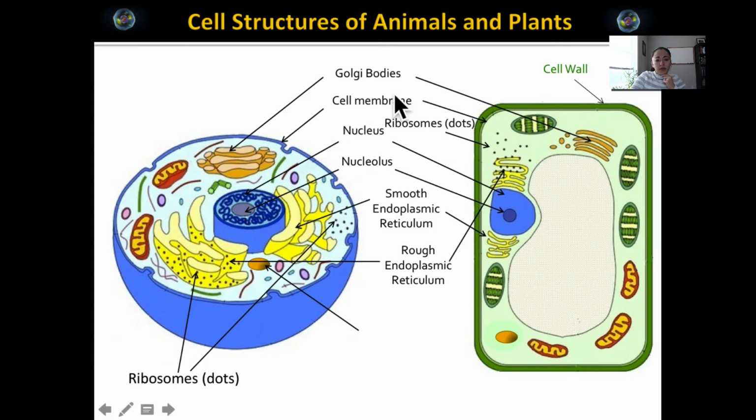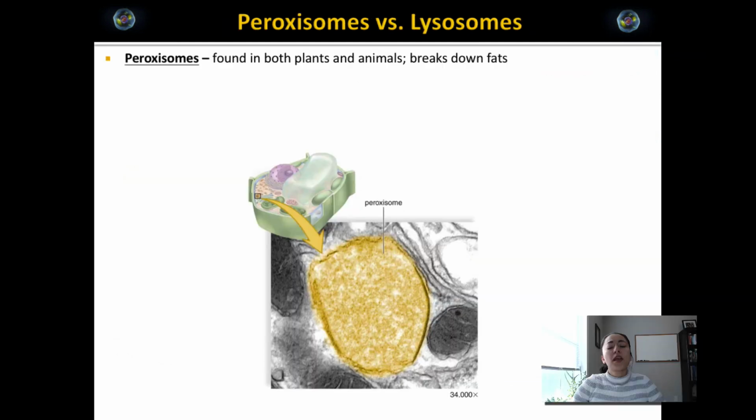So here we can see this vesicle within the animal cell. There's also one in the plant cell. This is called a peroxisome. So now we're moving on to organelles that actually digest things within the cell. So we have peroxisomes here. We also have an additional digestive organelle within animal cells only, and that is called a lysosome.